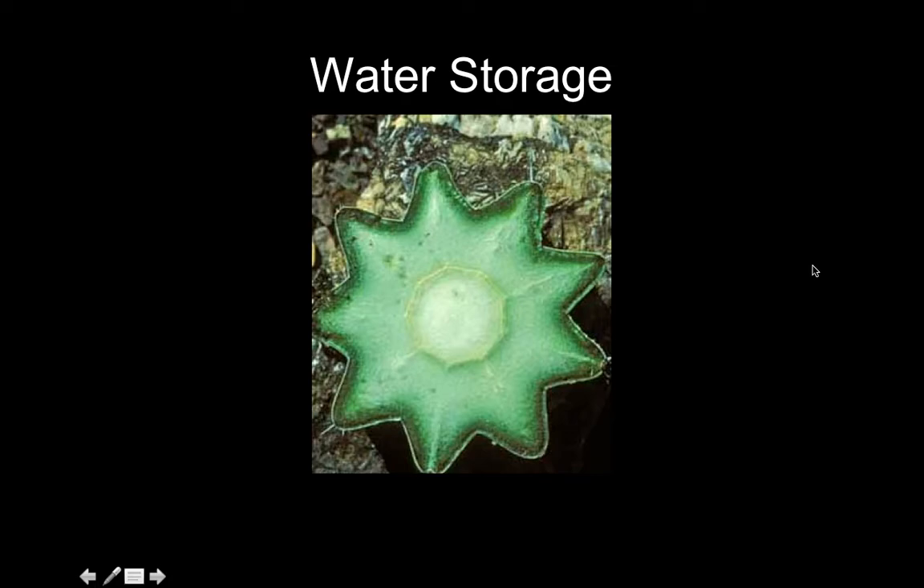The second adaptation of a desert plant is that they store water inside themselves. That way, when there isn't any rain, they can drink the water that they have stored inside. Here's the water storage inside a cactus.